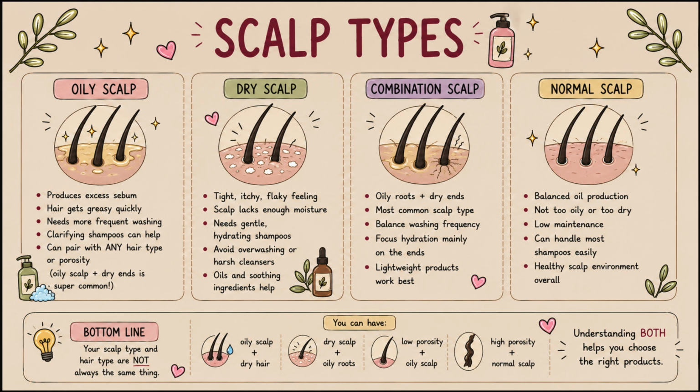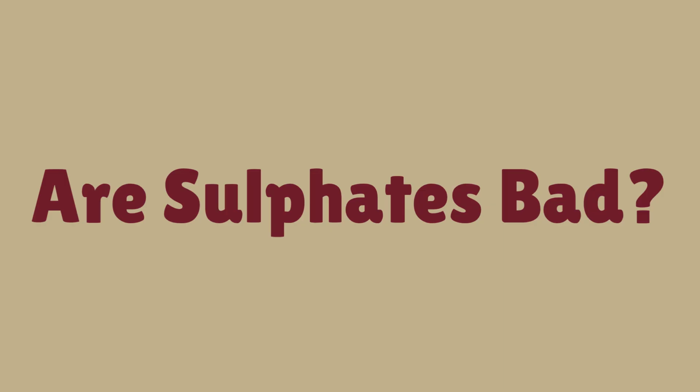Combination scalp, oily roots, dry ends, is actually the most common type. The trick here is balancing your wash frequency and focusing hydration mainly on your ends. A normal scalp is pretty low maintenance. Balanced, it can handle most products easily. Here's the bottom line. You can absolutely have oily scalp with dry hair or low porosity hair with an oily scalp. Understanding both your scalp type and your hair porosity together is what actually helps you pick the right products.